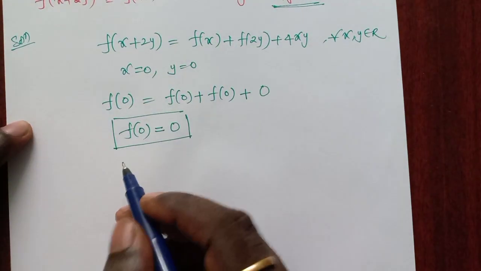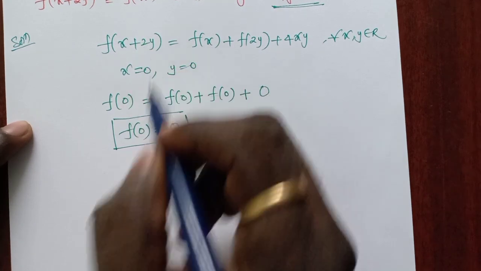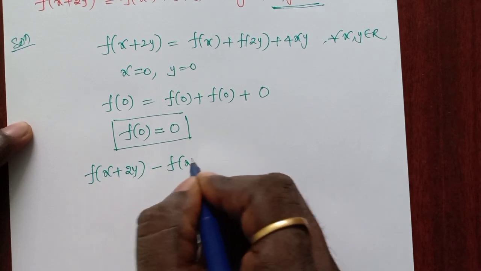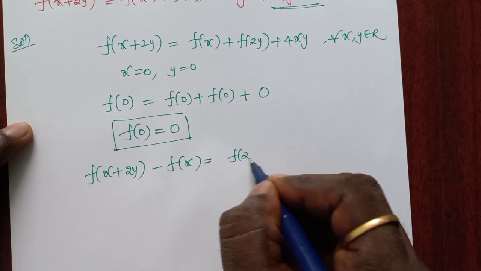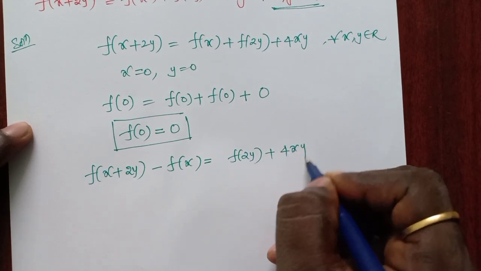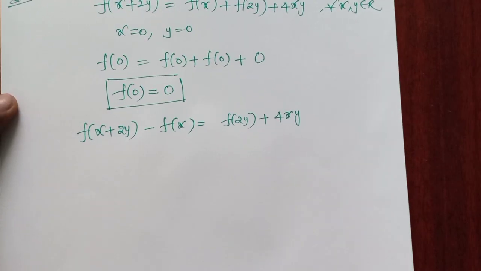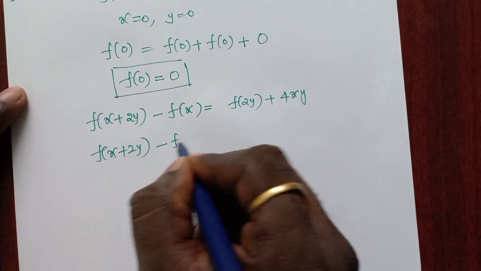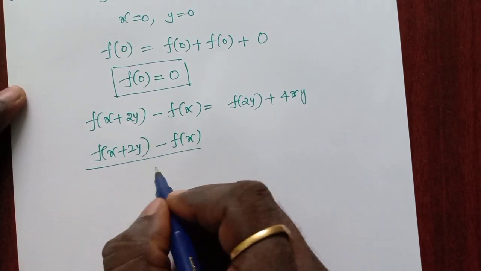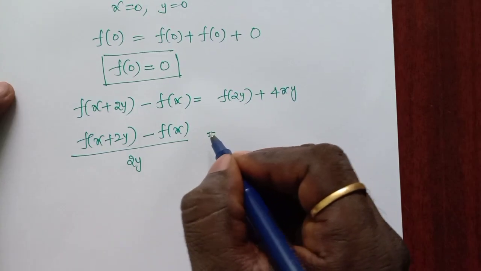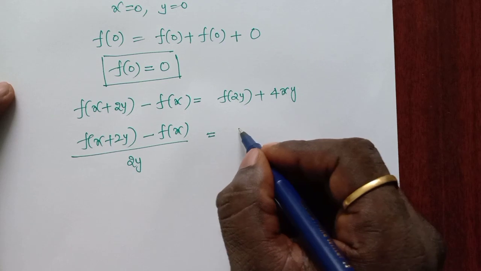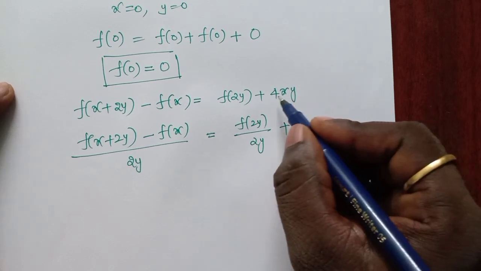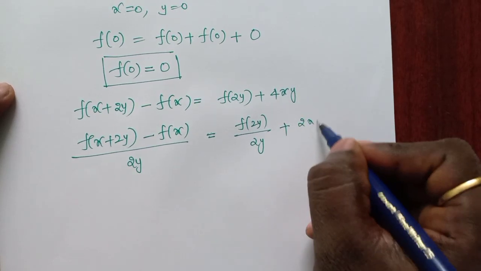Now from this function, send f of x to the left hand side. f of x plus 2y minus f of x equals what? f of 2y plus 4xy. Now dividing both sides by 2y, f of x plus 2y minus f of x divided by 2y is equal to f of 2y by 2y plus 4xy divided by 2y, which is 2x.